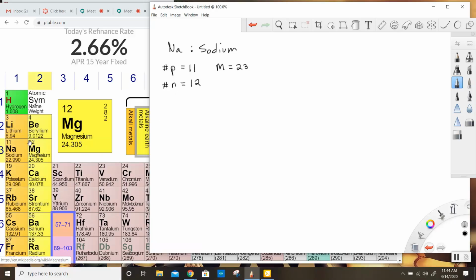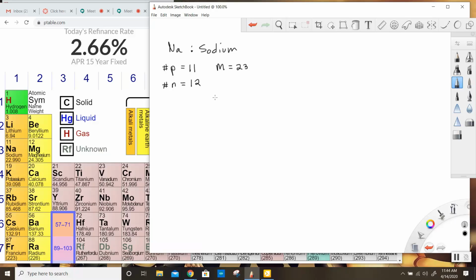So we would actually write this as 23 sodium, and then there's a 12 there. Actually, it's kind of dumb to put the 12 there. It's not even necessary because the sodium tells you that. So putting the 12 here is, I don't know, if you like that, that's fine. It's really just repetitive.